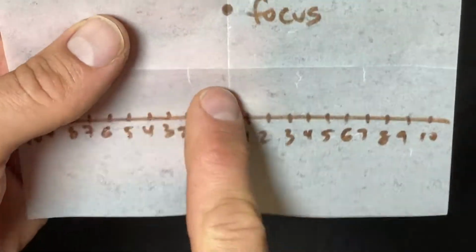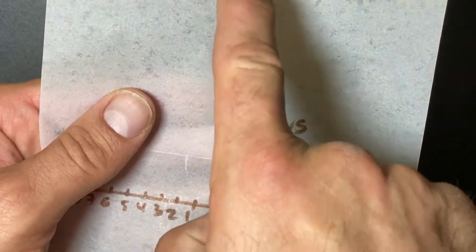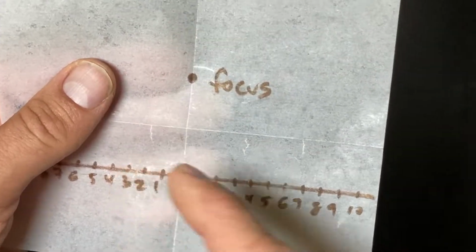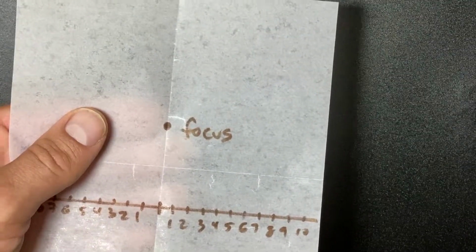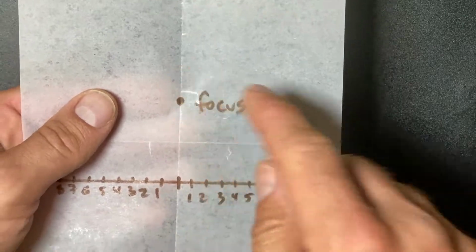This first fold will actually give us the vertex. So if we wanted to number this with half centimeters or a quarter of an inch like I did, you can make it into a slightly more complex lesson, and you can actually find the equation of the parabola by having a y-axis.